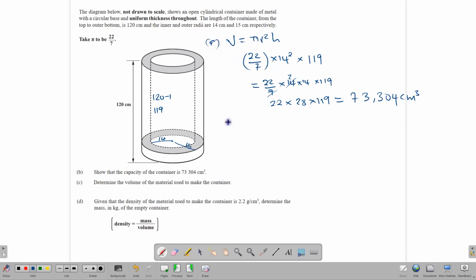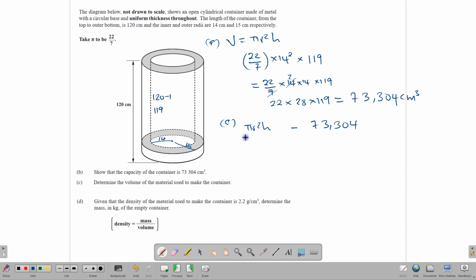Part B, or part C rather, this question has been modified. The parts that don't relate to volume have been taken out. So determine the volume of material used to make the cylinder. If we're going to find that, then we need to find the entire volume of the object and then subtract the internal volume. So here we go. We're going to use pi r square height again, and subtract from that the 73,304 that represents the volume of the inside.